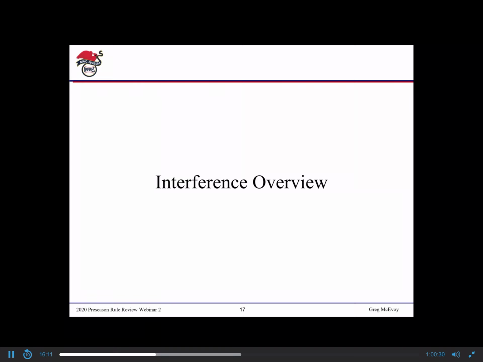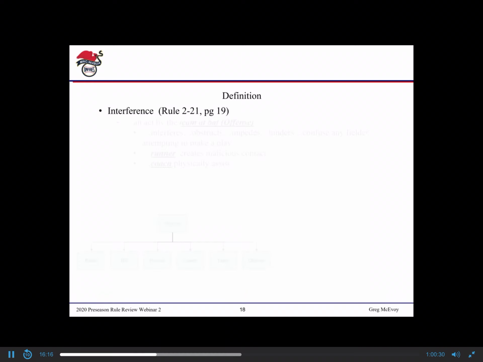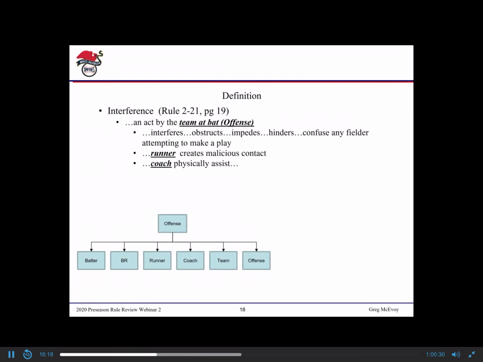Okay, so the first part is we're just going to go over some highlights of the interference rule. What is it? It's an act by the team at bat where they interfere, impede, and hinder. It can be caused by a batter, a runner, a coach, anyone who's associated with the offense. Unfortunately, from time to time, we may get involved in a play, so part of the rule book addresses umpire interference. We'll talk a little bit about that later.